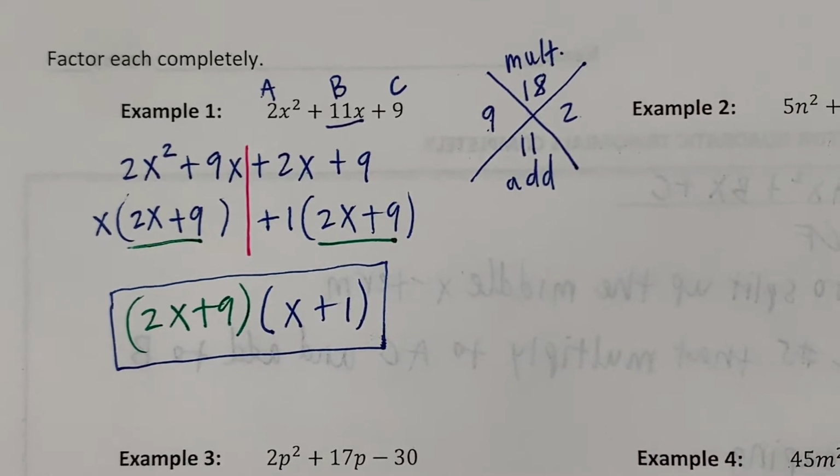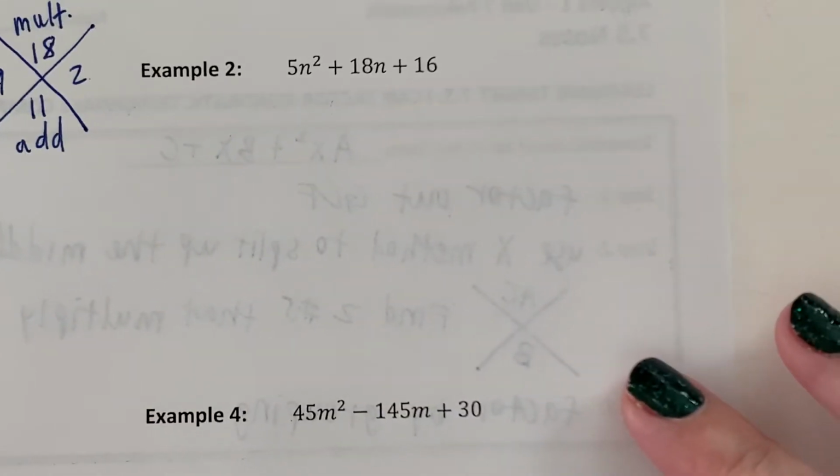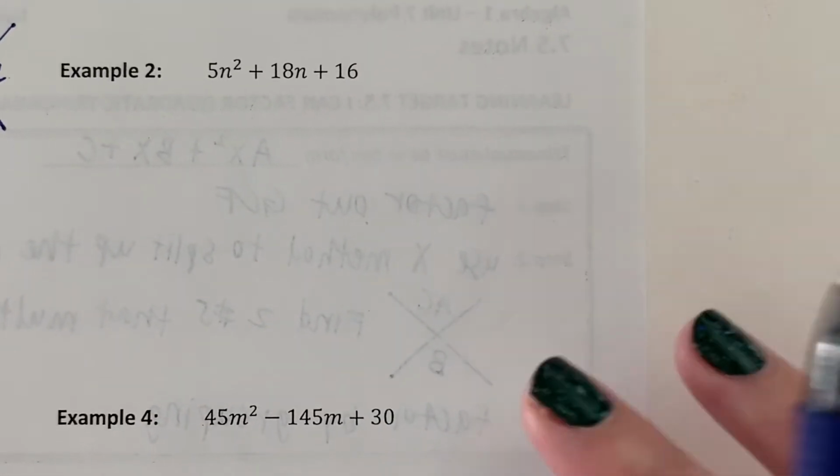Let's take a look at example 2. So in example 2, first thing I should do, check to see if there's a GCF that I can pull out, and the answer to that is no.